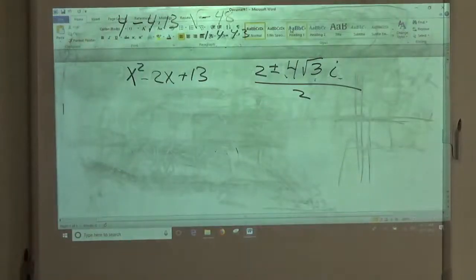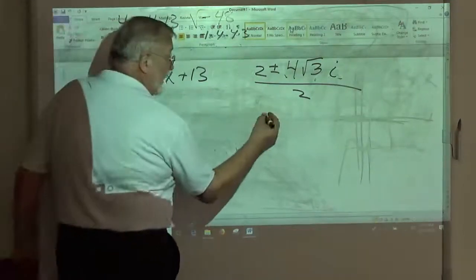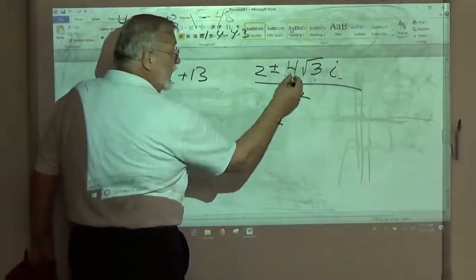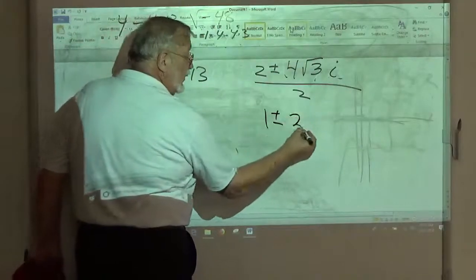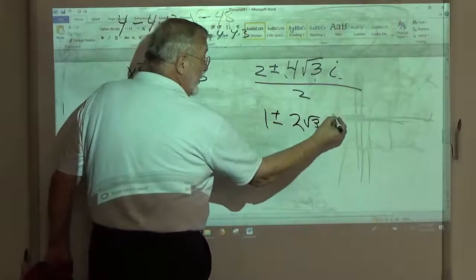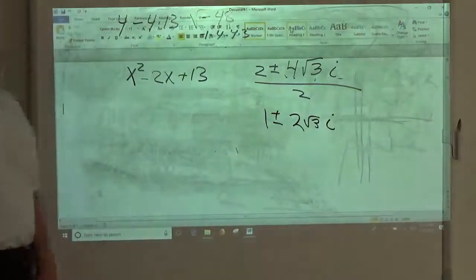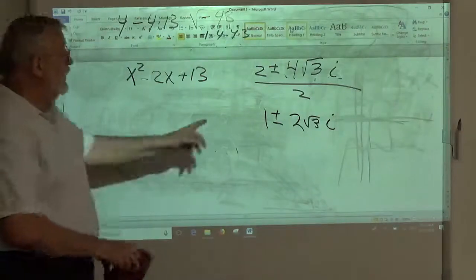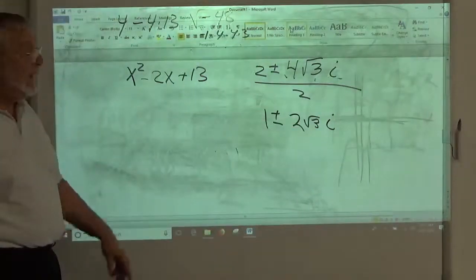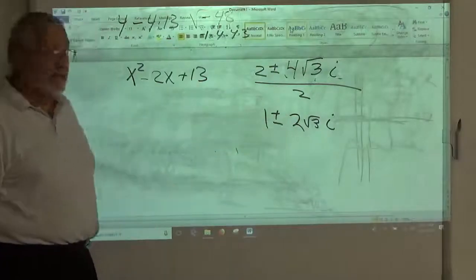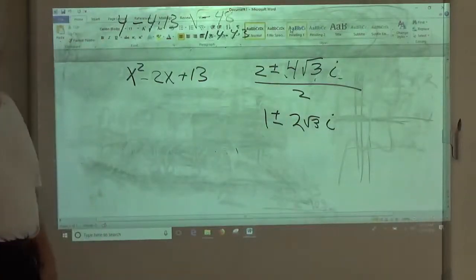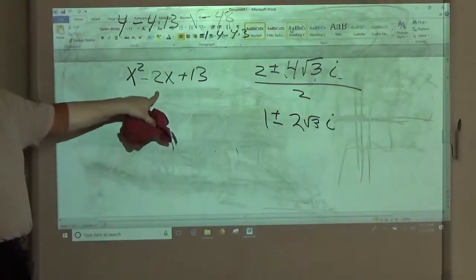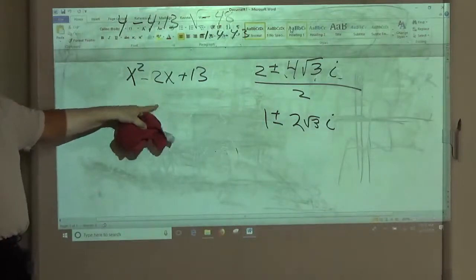Now what happens when we divide it all by 2? What's 2 divided by 2? 1 plus or minus, and then this will be 2 square root of 3 i. So it's a complex number: 1 plus 2 square root of 3i, and 1 minus 2 square root of 3i. So those are the solutions.